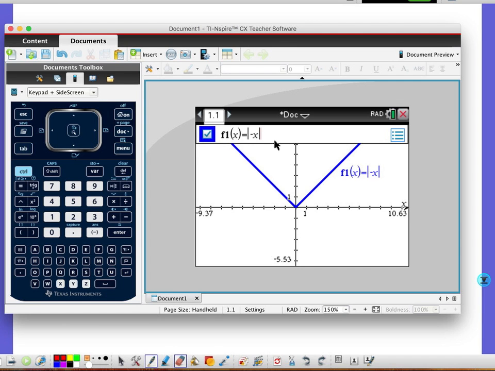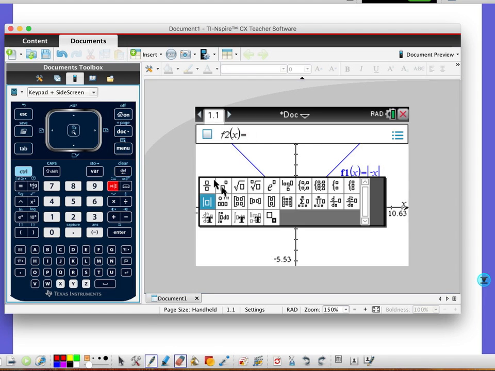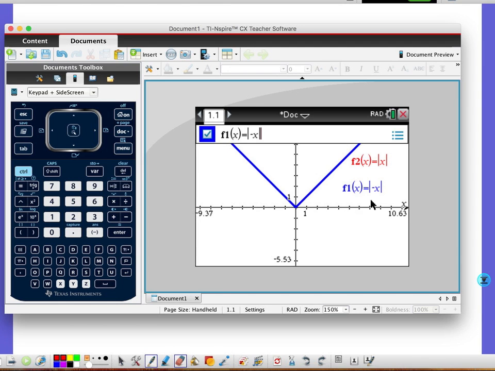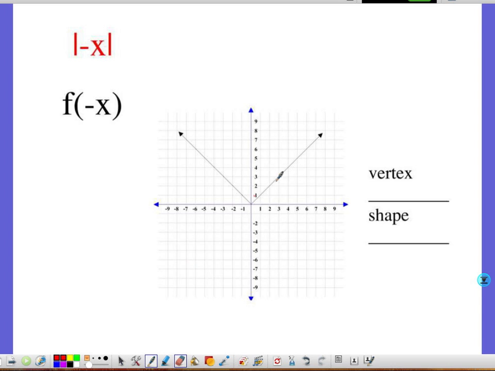But wait, is there anything different from the parent function? Let's compare them. Well, here is the parent function in red, and here's the next function in blue. Can you see that they're exactly the same thing? Actually this graph right here overlaps exactly the same as the parent function. So what can be going on here?